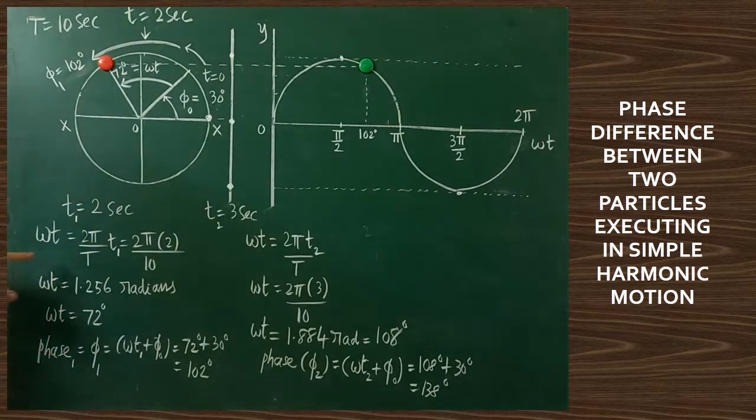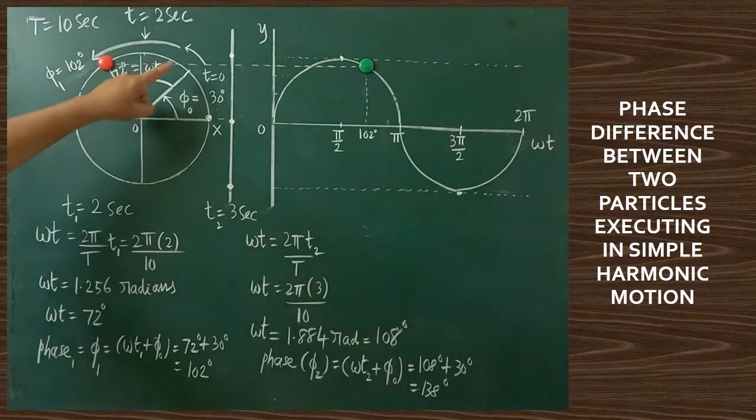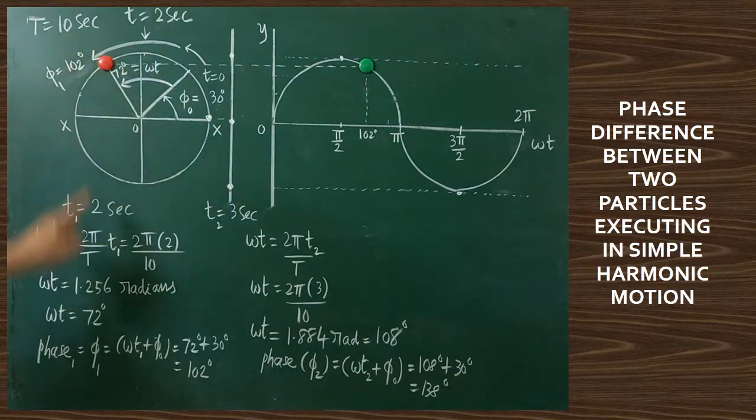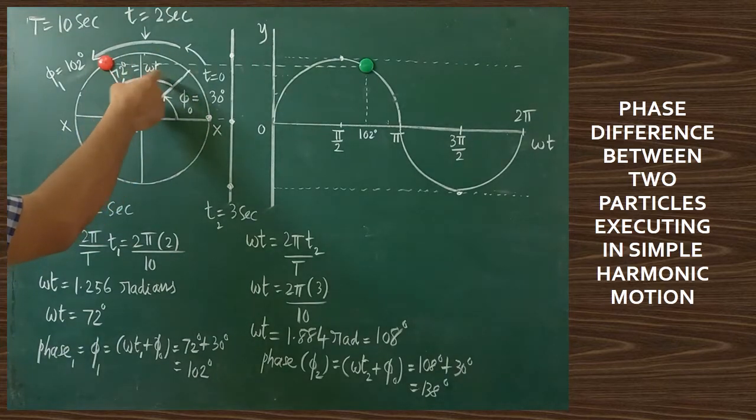Look at the formula. For the first particle, t1 is equal to 2 seconds, so substitute 2 seconds here. The time taken to go around the complete circular path is 10 seconds, the time period value. Substitute everything, and you will get the angular displacement omega t as 1.256 radian. If it is converted into degree, you will get 72 degree. That is, to move from here to there, it covers an angular displacement of 72 degree.